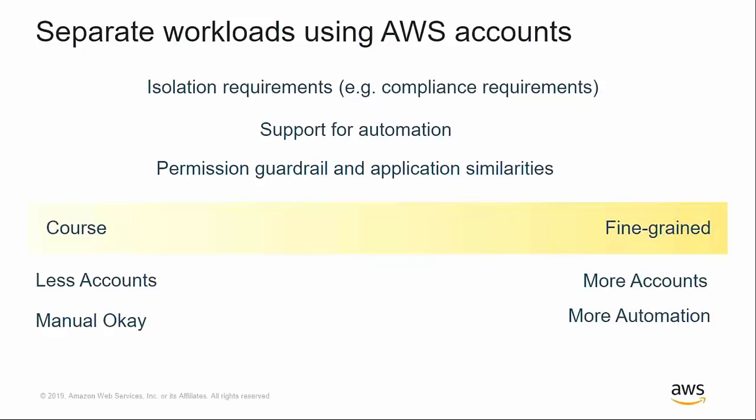First, to think about how you do this, think about your isolation requirements. Some customers may have very fine-grained isolation requirements. This is due to compliance reasons, maybe PCI, or maybe they just need these little things to be isolated, and they're going to use accounts to do it. The second one to think about is how much support you have for automation in your organization. The more accounts you have, the more automation you need for auditing, validating, setting up, tearing down, etc.